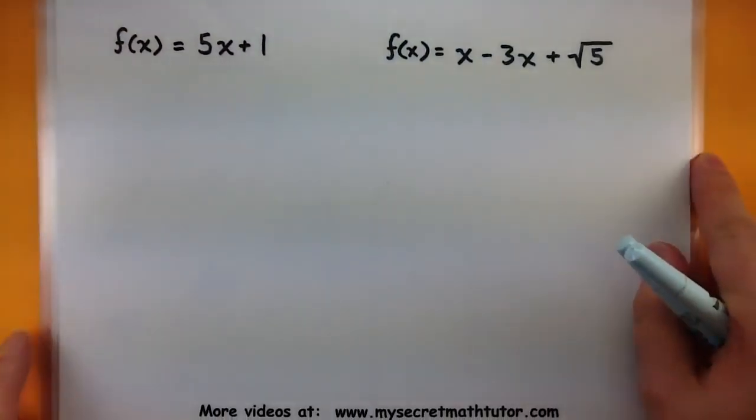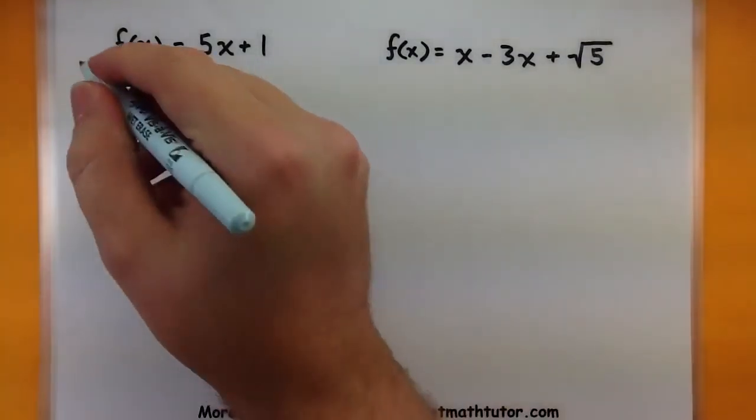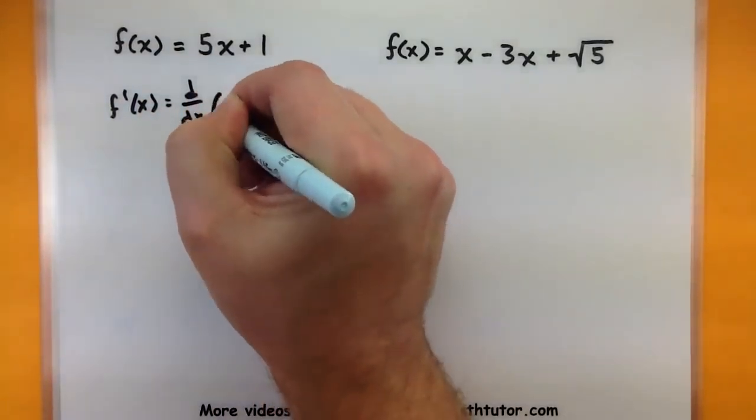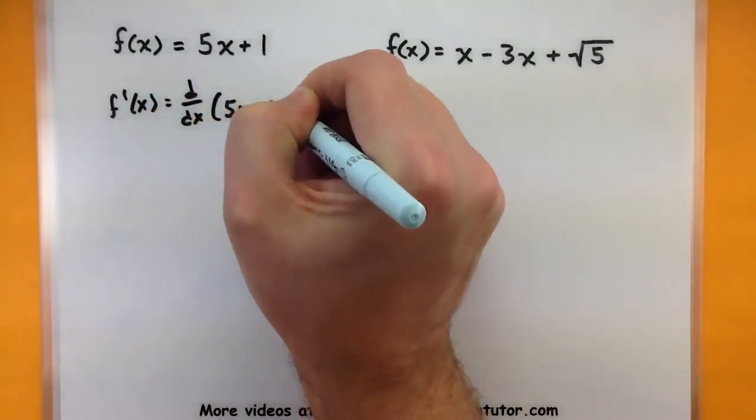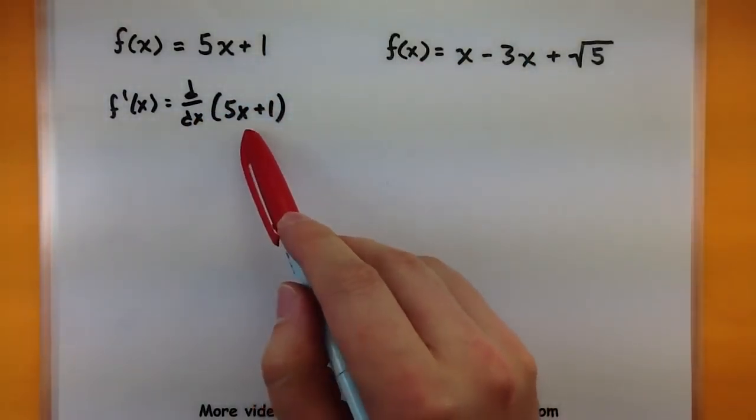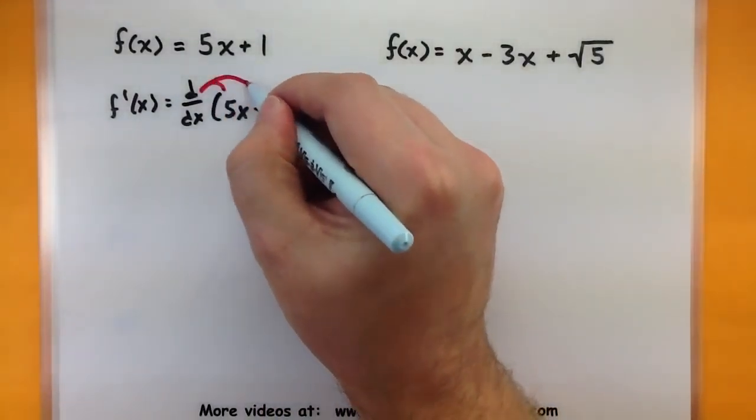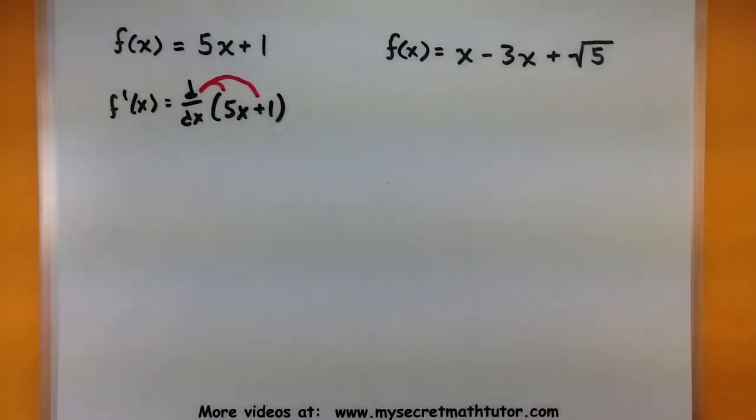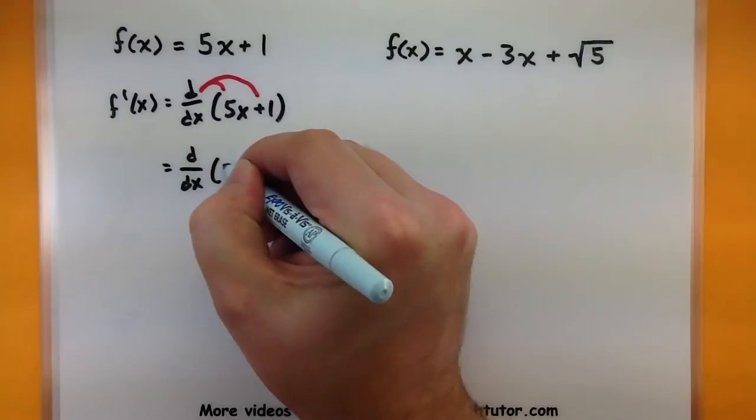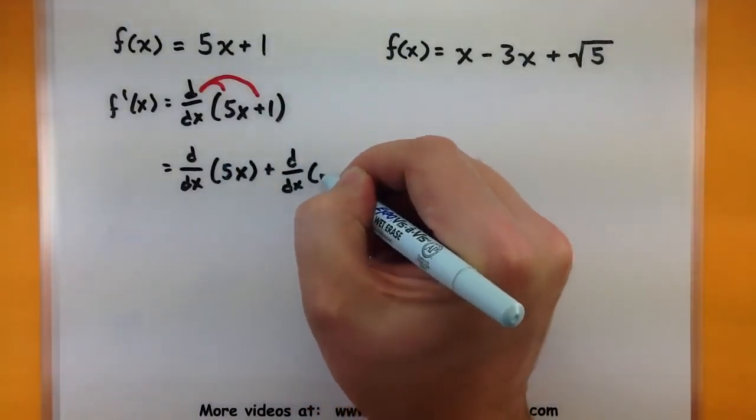Let's see if we can take the derivative of 5x plus 1. Derivative of f. We want the derivative of 5x plus 1. Okay, just like before, I can see that I have two pieces that are being combined using addition. So we'll imagine taking our derivative operator and putting it on each of those pieces. So now we want to know, well, what is the derivative of 5x? And what is the derivative of 1?